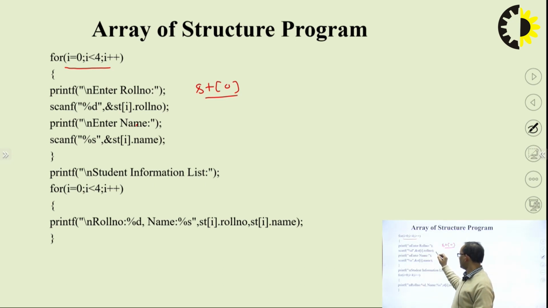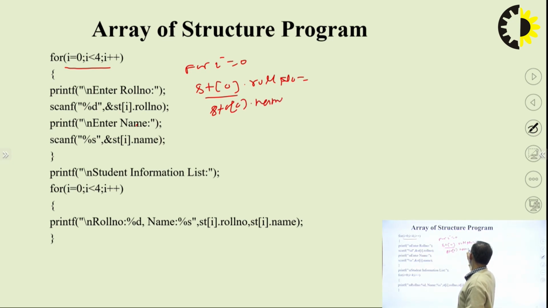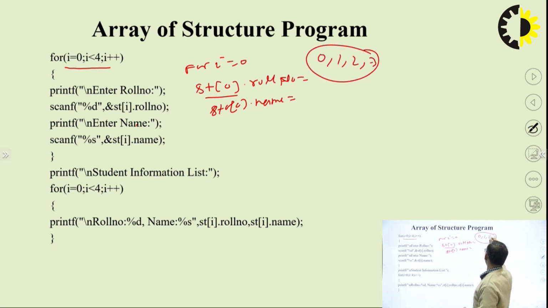Then for i is equal to 0, again st0 dot roll number means roll number of first student, and st0 dot name is the name of the first student. In the same way, when the value of i is updated and it will be 1, then information of the second student will be entered. Again the value of i will be updated and i is equal to 2, information of the third student will be entered. Then again the value of i will be updated and i is equal to 3, information of the fourth student will be entered. So 0, 1, 2, 3, this will be the index value for the array.